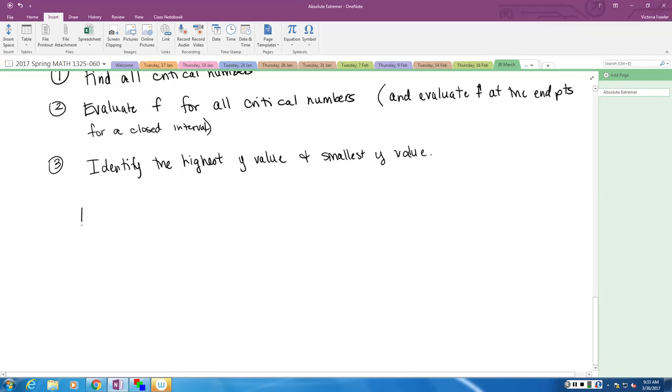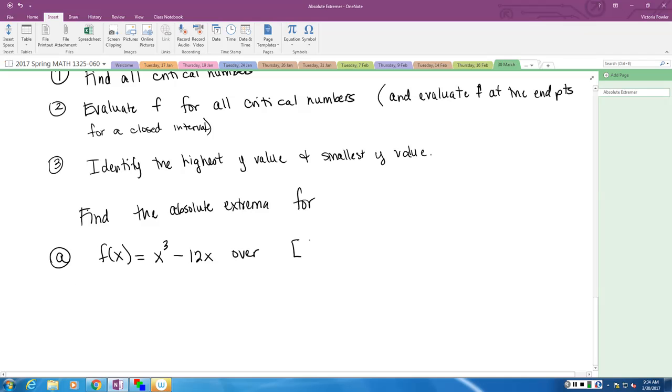Okay, let's do it then. Let's do a couple of examples. I'm going to give you one to try on your own. We're going to find the absolute max and absolute min. So I'll put down find the absolute extrema for, and then let's say example A, it's going to be the function f of x equals x cubed minus 12x. And let's do it over the interval from -5 to 5.